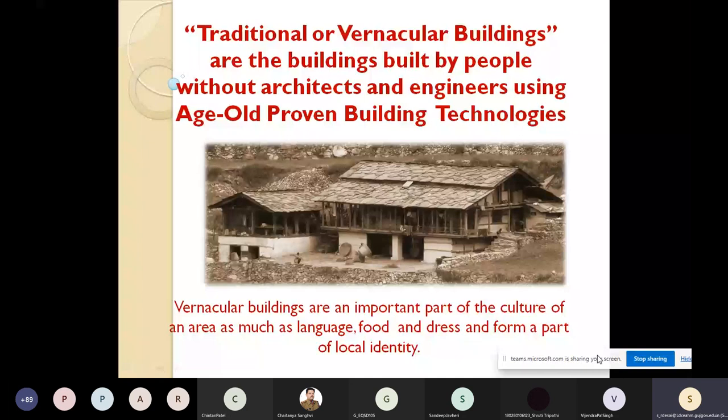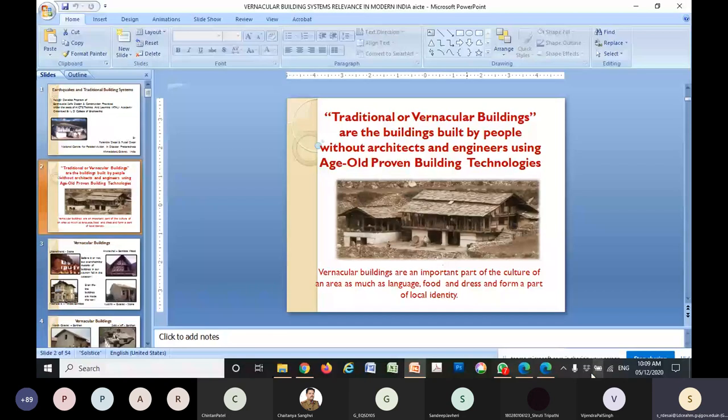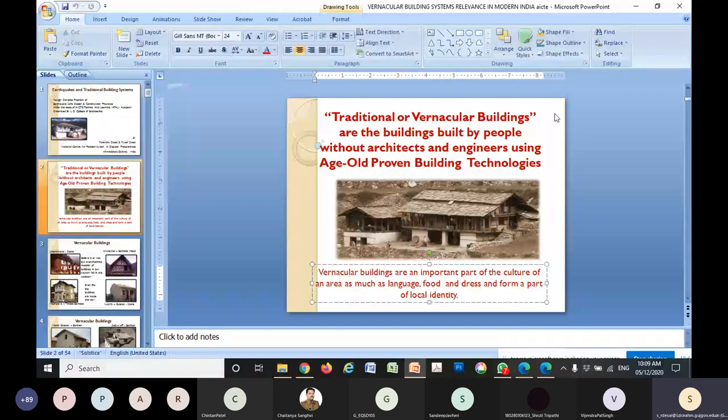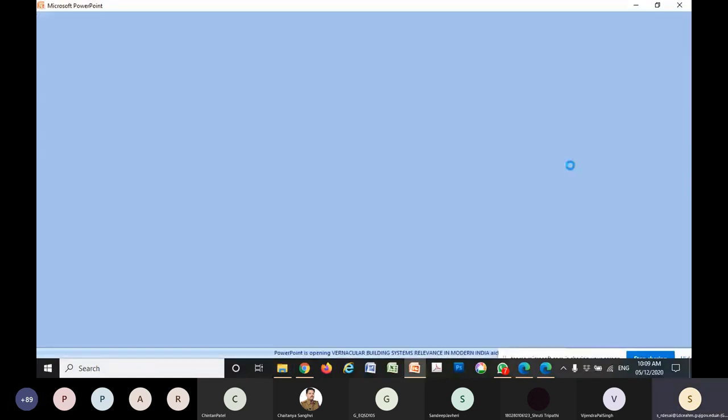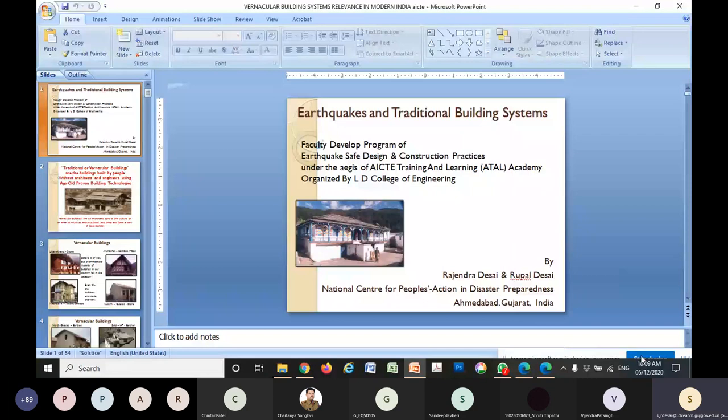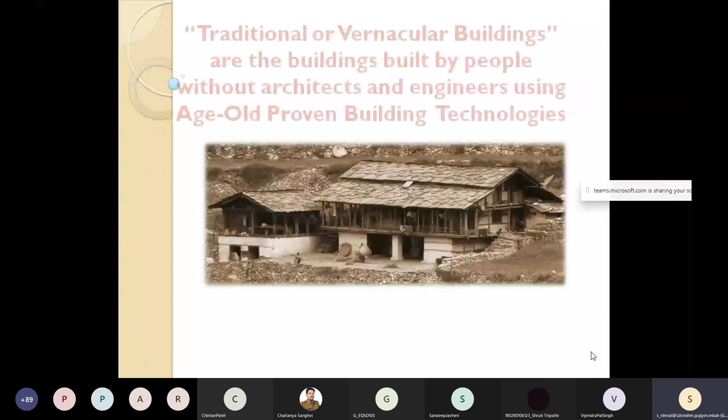Sorry, why is this not moving? One minute. Wait a minute. Let me just restart this thing here. Why did it get stuck? Why don't I see this icon here? All right. Okay, sorry about that. All right, let's move forward.